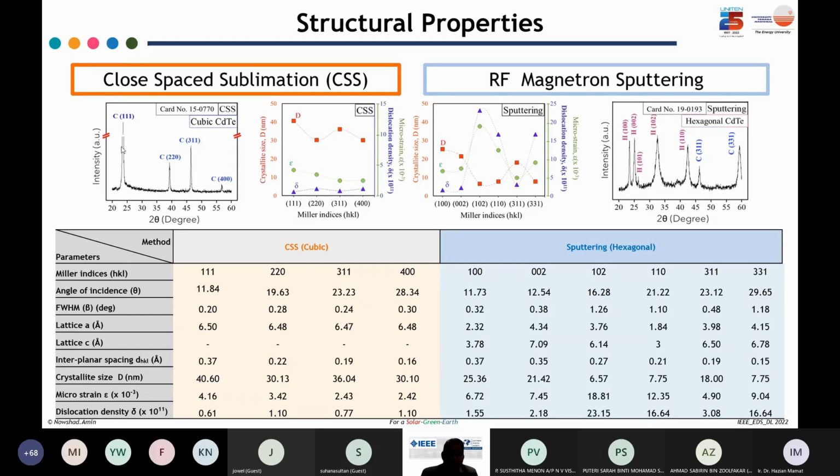For the high temperature process, you can see the preferential orientation is 111 and it's a cubic phase. But for the low temperature process, because there's less energy for coalescence to form the grains, it has so many different kinds of grains, as can be seen, with both hexagonal and cubic mixed modes in that film.